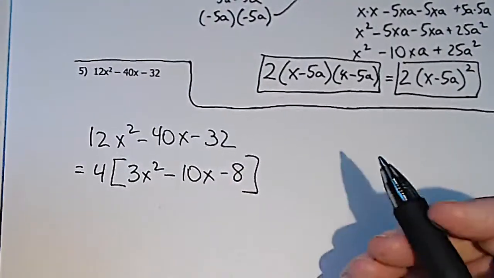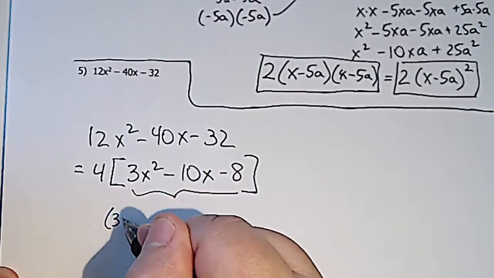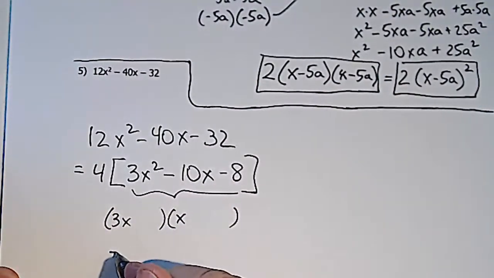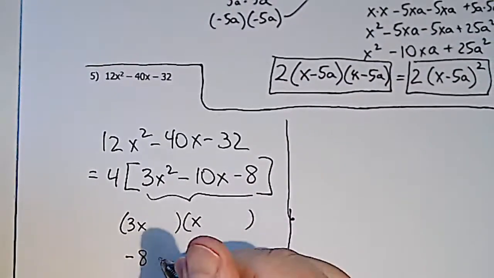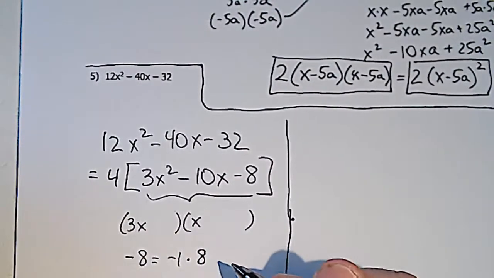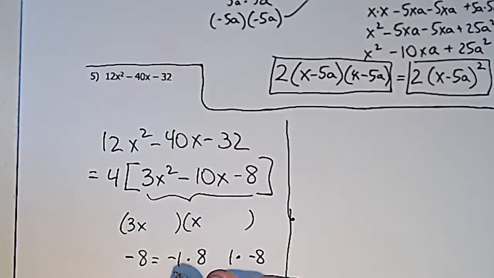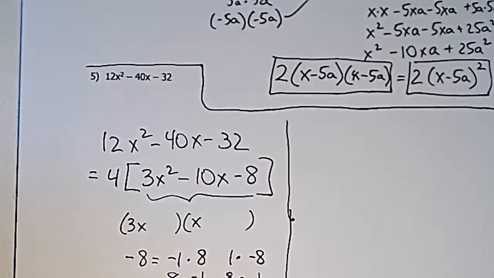Then if you're going to do trial and error here, just for this part, I would do 3x and x. And then I would look at negative 8. And I would say, draw a straight line here, give myself some room. Negative 8 could be negative 1 times 8, or 1 times negative 8. I could have 8 times negative 1, or negative 8 times 1. I could have negative 2 times 4, or 4 times negative 2.